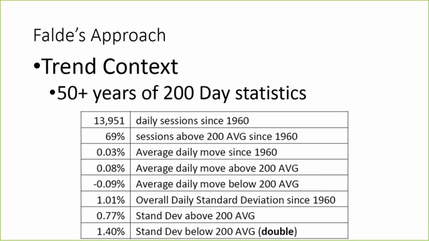So this slide should have been up near the top, but this is some statistics about the 200-day moving average and why I use it. Since 1960, we have almost 14,000 days or sessions to look at, so it's a very large data sample. 69% of history has been above the 200-day moving average. So that's the nature of slower moving, consistent bullish trends and then fast, short duration bear markets.